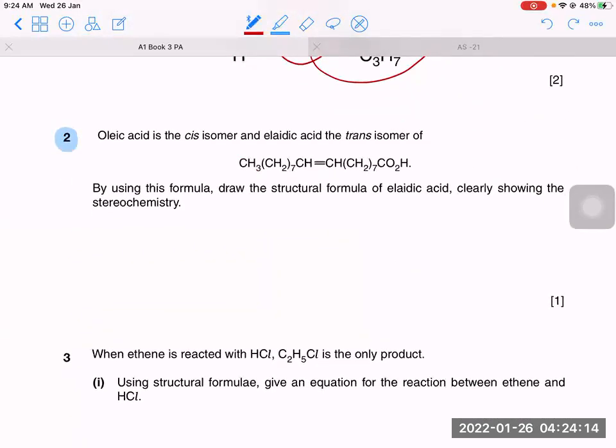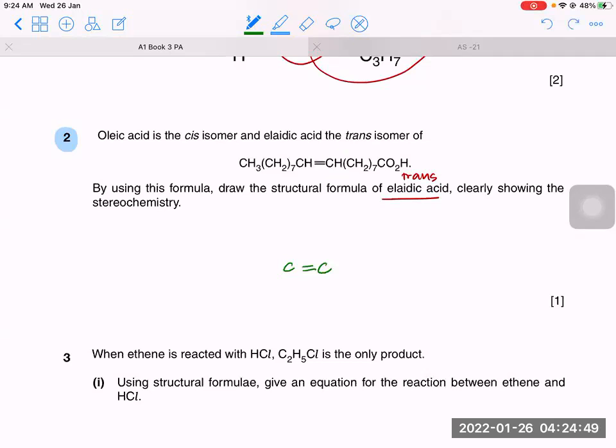Now, oleic acid is the cis isomer and elaidic acid is the trans isomer of this. By using the formula, draw the structural formula of elaidic acid, which is the trans isomer, clearly showing the stereochemistry. So let's see for the trans, what will you have? A carbon-carbon double bond right here. Yes, this carbon has an H, this carbon also has an H.